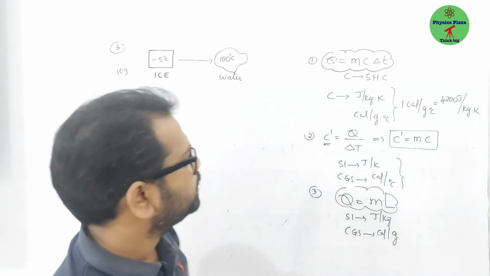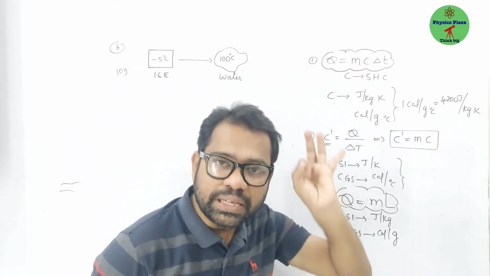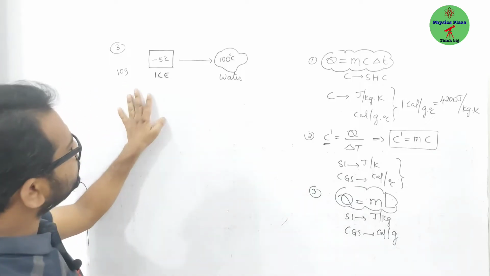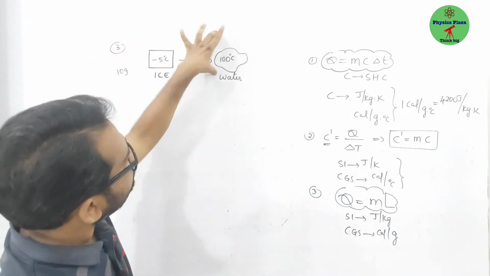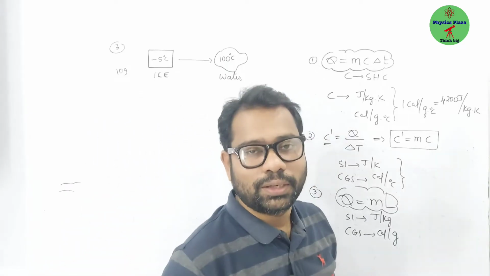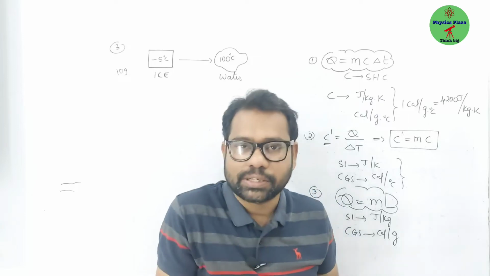Now here we have two formulas. Q is equal to mc delta T. This formula we should use only when there is a change in temperature, but there is no change in state. But here, if you can see, children, there is a change in temperature as well as a change in state. How to look at this numerical? Children, especially for this kind of numerical, we should have patience.